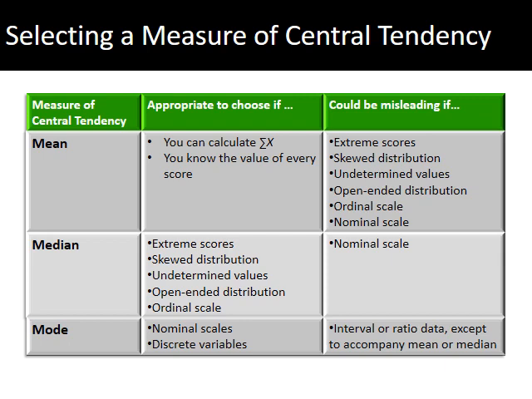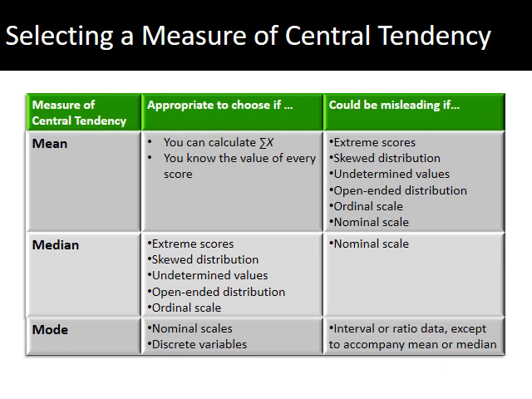So the median would be appropriate to choose if you've got really extreme scores, like the income example presented earlier, or the foot example. If you've got a skewed distribution, the median might be more accurate. If you've got some undetermined values there, or an open-ended distribution, or if you're using, say, an ordinal scale, for example, the ranking of athletes at a track competition, then it would not be appropriate to use the mean, but rather to use the median.